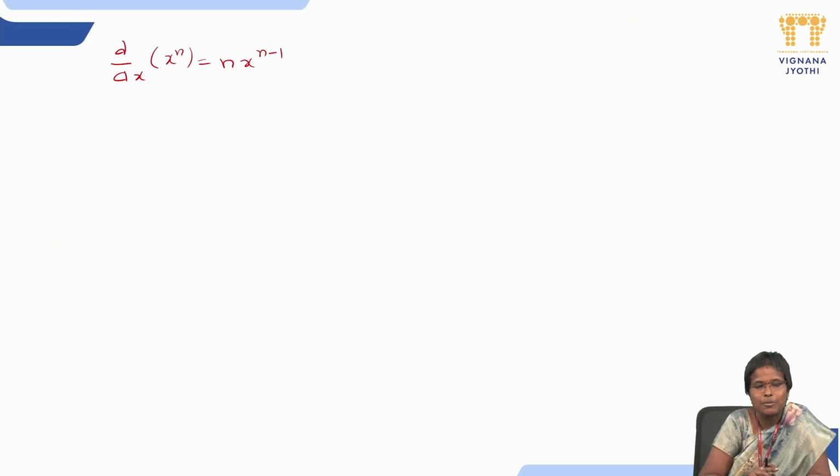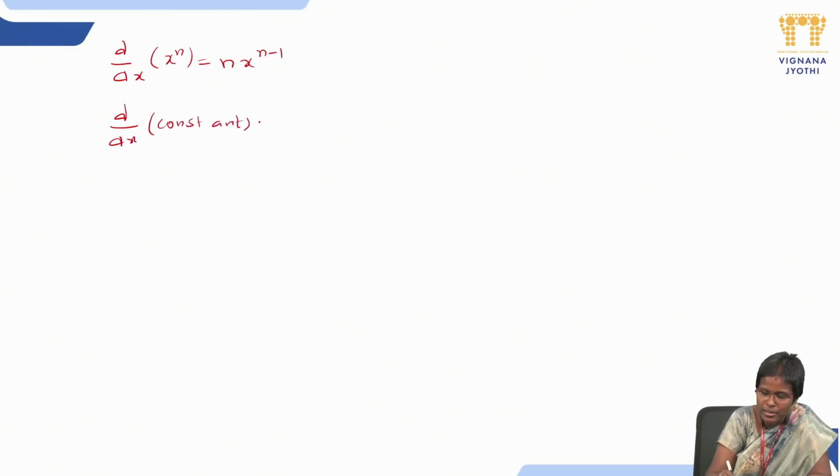Now, let us generalize the formula. d by dx of x power n is n into x power n minus 1. Here f of x is x power n; we take f of x as x power n and we get this formula. Again, d by dx of some constant is 0. Now we got that one.